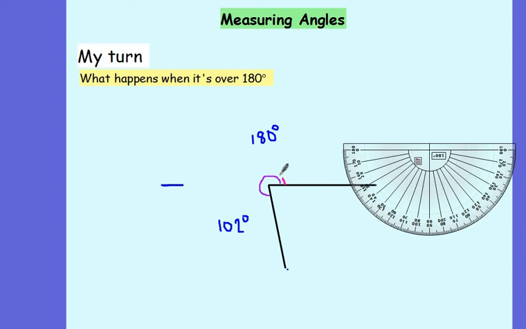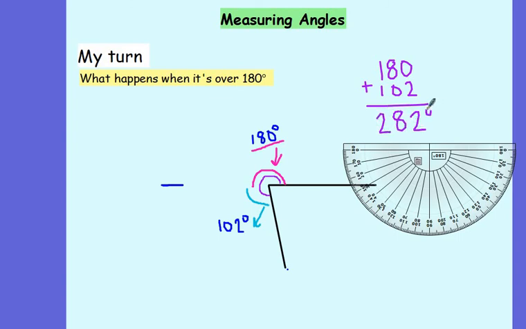So the top part here was 180, and then this extra bit that we've added on from here to here was 102 degrees. We need to add those numbers together to find out the total purple angle. So we've got 180 plus 102, which gives me what, Ione? 282. Great, 282 degrees.